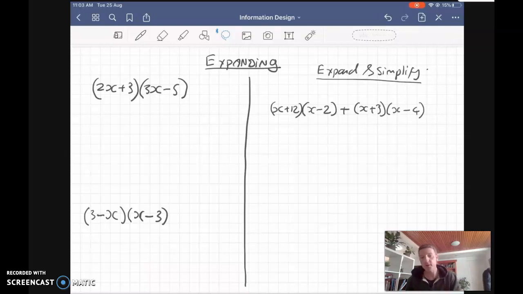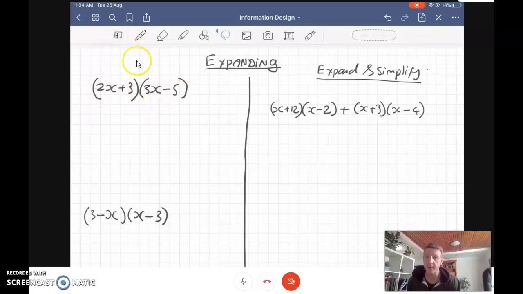Hi guys, today I'm going to talk a little bit about just making sure we have good strategies for expanding brackets, and also how we can expand and simplify when we have more than one set of expanding to do. So I'm going to start with these two brackets over here. So we've got 2x plus 3 multiplied by 3x minus 5.